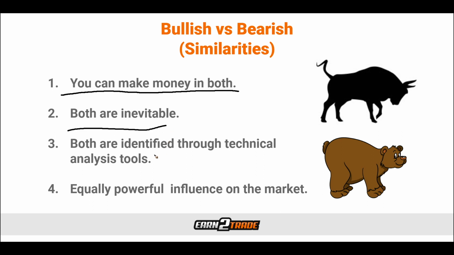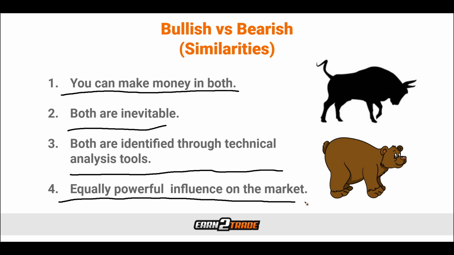Both markets are inevitable. We're going to go up and we're going to go down at some point or another. And both of them are identified through technical analysis. We identify whether the market is going up or down by paying attention to the historical path of price. And finally, they are both equally powerful in their influence on the market.